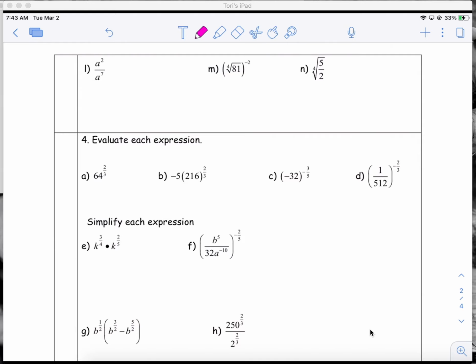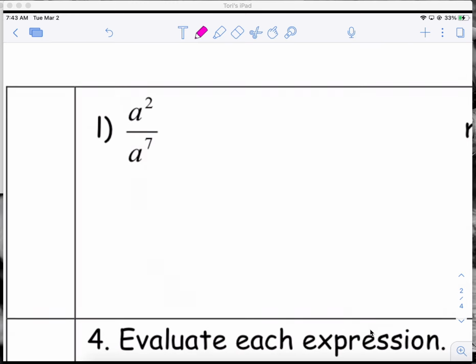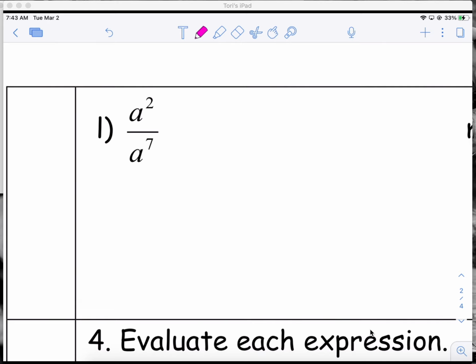All right, this video is to go over the Unit 7 review, page 2, or in this case, page 26. I'm just going to work through each one individually. So if I start with the top one, we are still simplifying. If I ask you who has more A's, I would have more A's on the bottom. 7 minus 2 gives me 5 left over on the bottom.